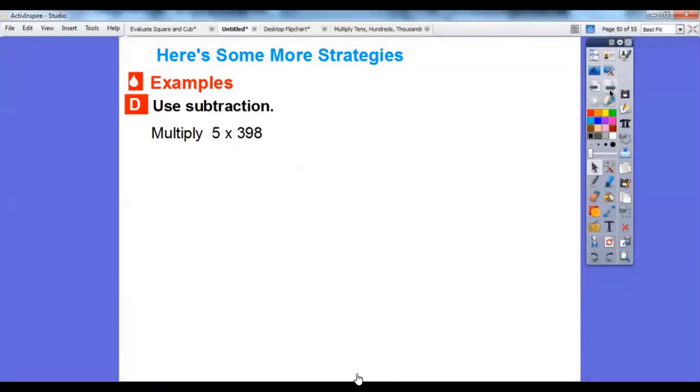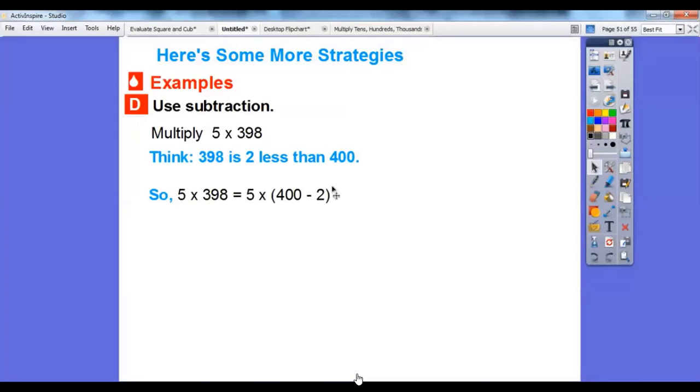Use subtraction, you guys. 5 times 398. Well, think of 398. That is 2 less than 400 right there. So if I can think of 398 as 400 minus 2, and then again use the distributive property right here. So instead of 398, I'll multiply 5 times 400 and then do 5 times 2 and then subtract those again. That's called the distributive property. 5 times 400, 5 times negative 2. We distributed the 5 through.